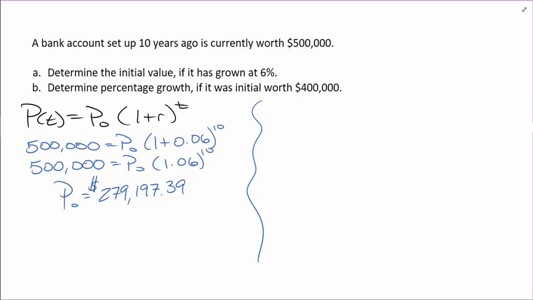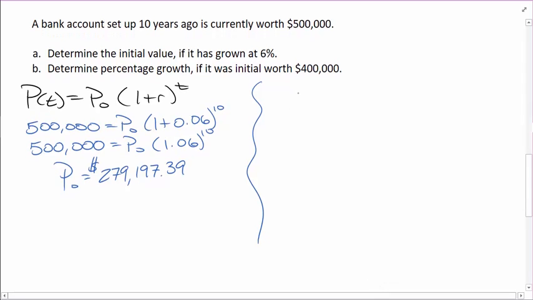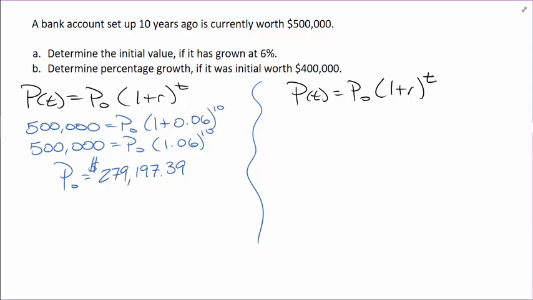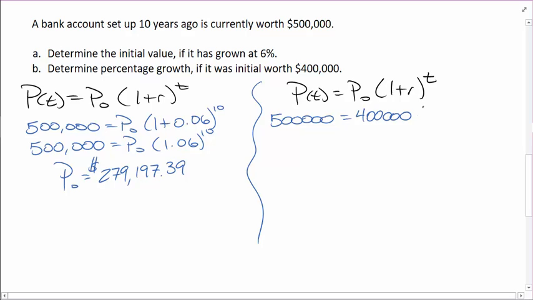The second problem we're going to do here is still going to use our population as a function of time equals P sub 0, 1 plus r to the t. The difference is we're going to determine the rate. We're going to determine the percentage growth if the initial value is 400,000. We know that the current value is 500,000. We know that the initial value is 400,000. We are looking for the rate, and we know the time to have occurred over 10 years.